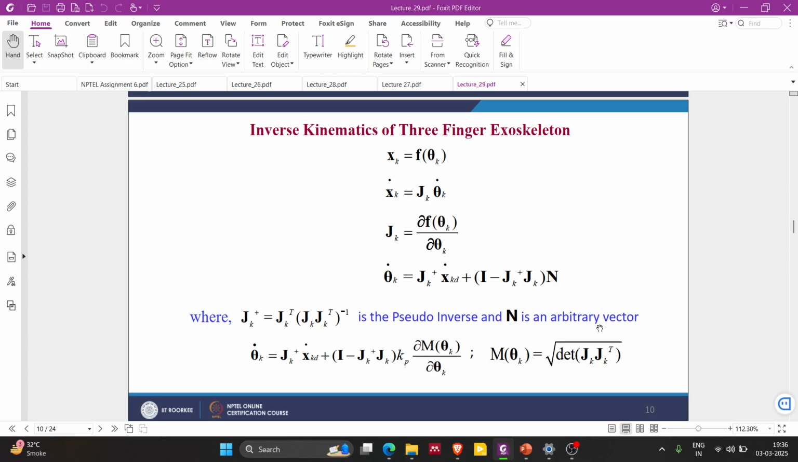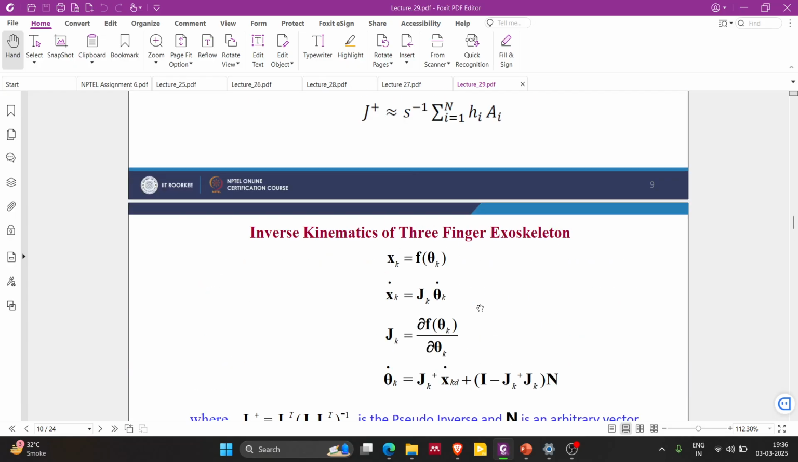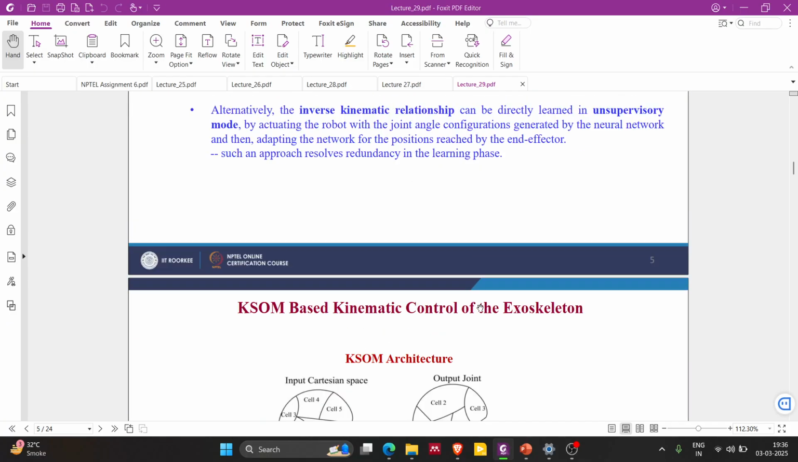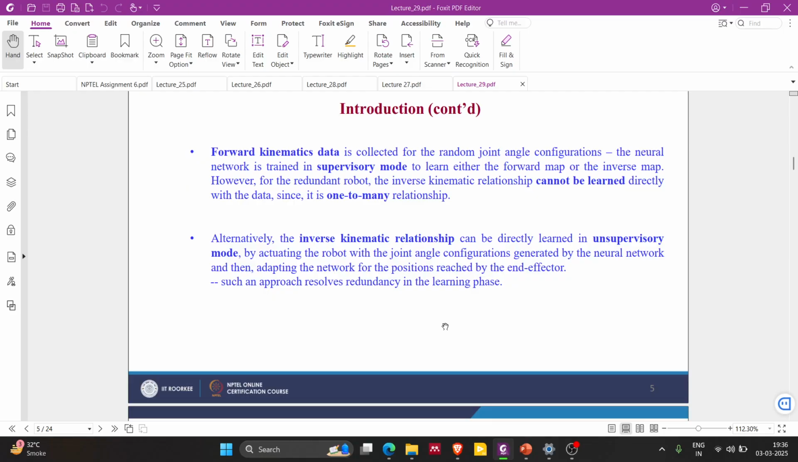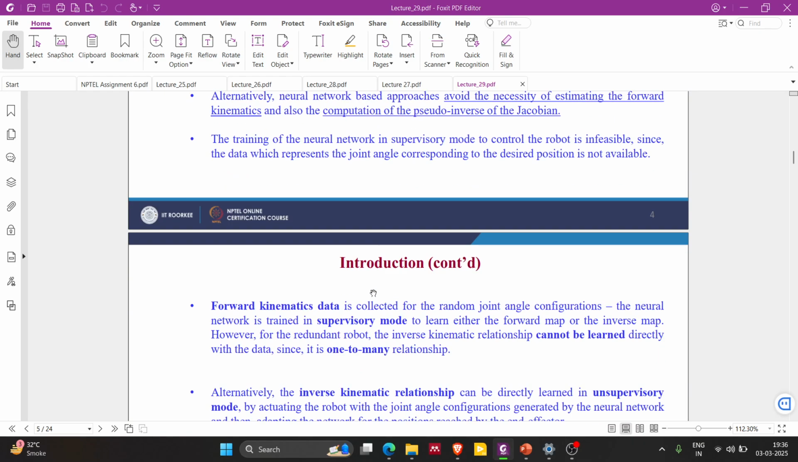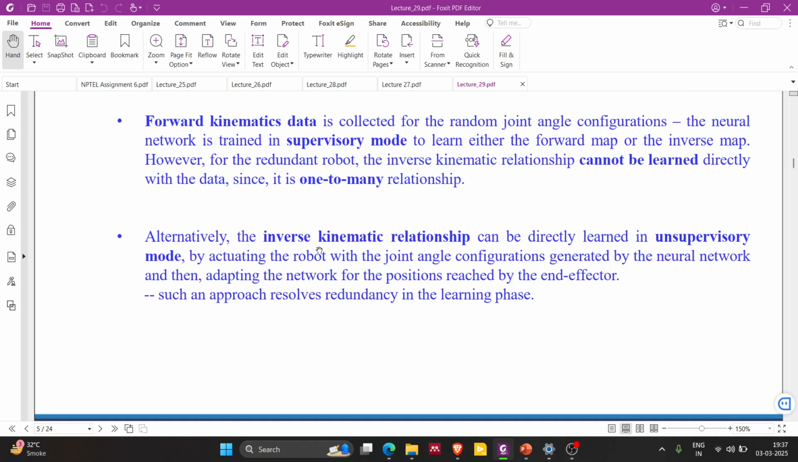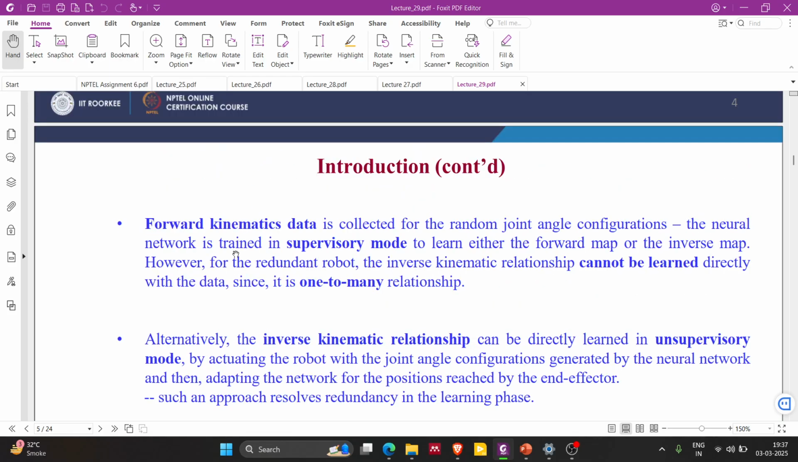So there are these two conditions, right? Because for a redundant manipulator, if you go through the lecture, we have introduced something called unsupervised mode, and he also gave the reasons why he moved on to the unsupervised mode. So first, let's read it. Alternatively, the inverse kinematic relationship can be directly learned in unsupervised mode by actuating the robot. First you need to read this part.